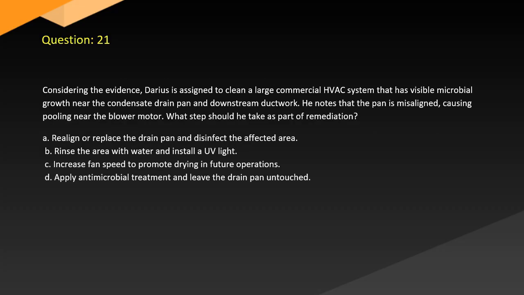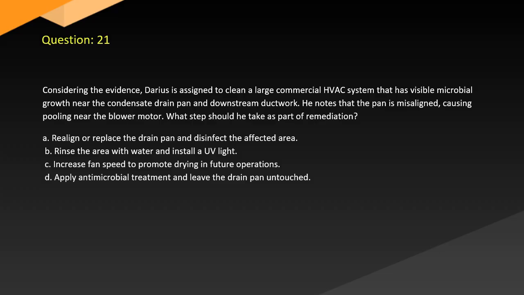Question 21. Considering the evidence, Darius is assigned to clean a large commercial HVAC system that has visible microbial growth near the condensate drain pan and downstream ductwork. He notes that the pan is misaligned, causing pooling near the blower motor. What steps should he take as part of remediation?